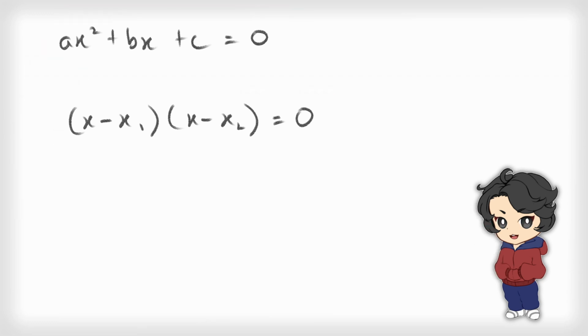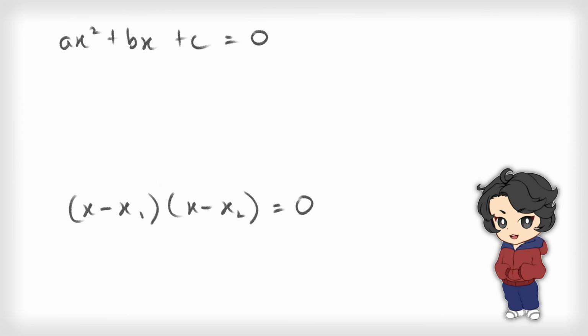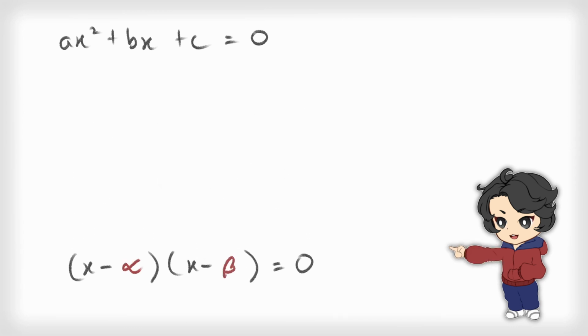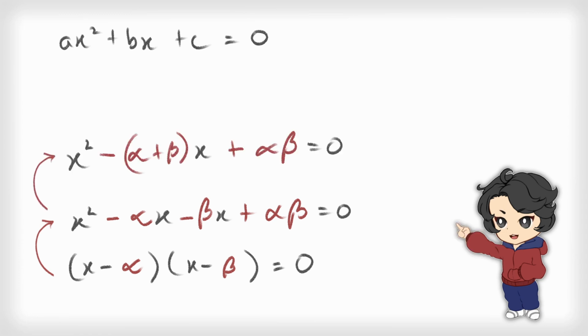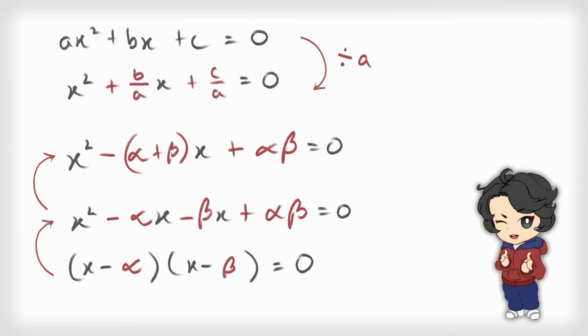For the sake of the topic at hand, I'm gonna rewrite the two roots as alpha and beta. Multiply the two, bam, you get this. Group them together, boom, you will get this. But now look, uh-oh, we didn't get the first line yet. No problem. Just divide the first line with a, and now we have something we can work with.